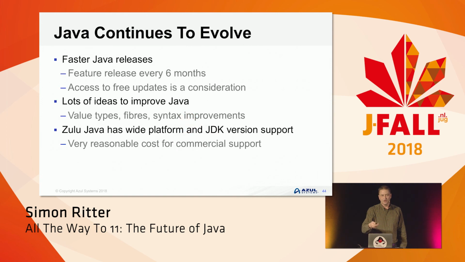And with that, just to summarize, Java continues to evolve. Faster release cycle, access to updates is going to be a consideration as you move to newer versions. Lots of ideas to improve Java, as we've seen, things like value types, fibers, and so on. And if you're interested in an alternative JDK distribution, then Zulu is the one to look at.